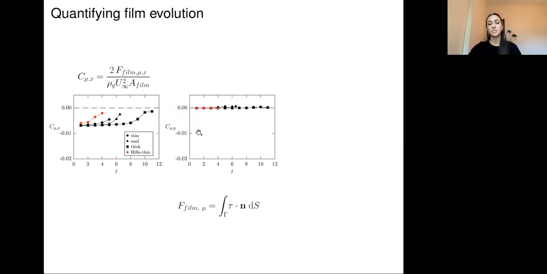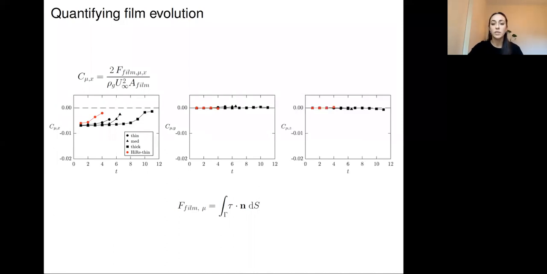Now for the other components, it's even smaller. So it's really not playing a big role in this. This is Y, and this is in the Z direction. It's really not playing a very big role in this problem. And so these figures just serve to show the minor role of parasitic drag in this problem.